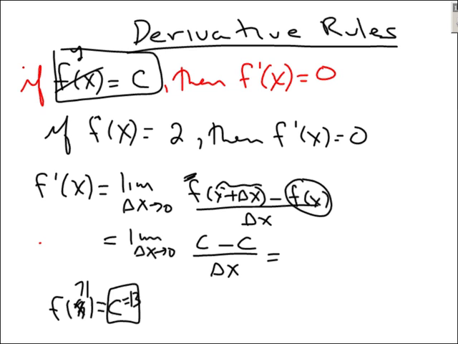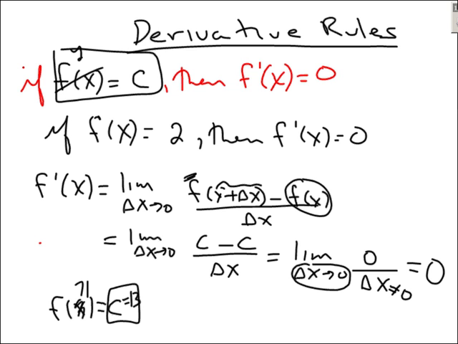And this is where we're getting 0. C minus c is 0. But delta x, the bottom, is not 0. Remember, 0 over 0 is not 0. Delta x is getting close to 0, but it's never 0. 0 divided by not 0 is 0. The derivative of a constant is 0. Let's go on to the next rule.